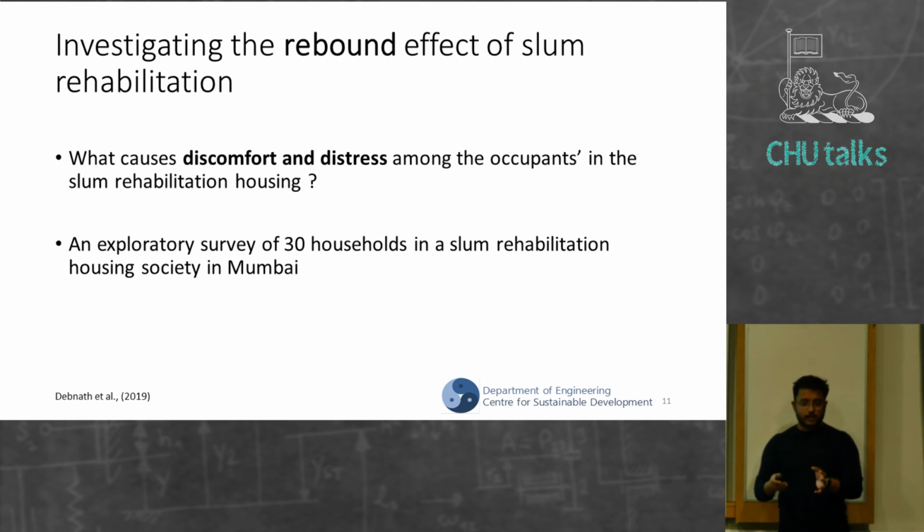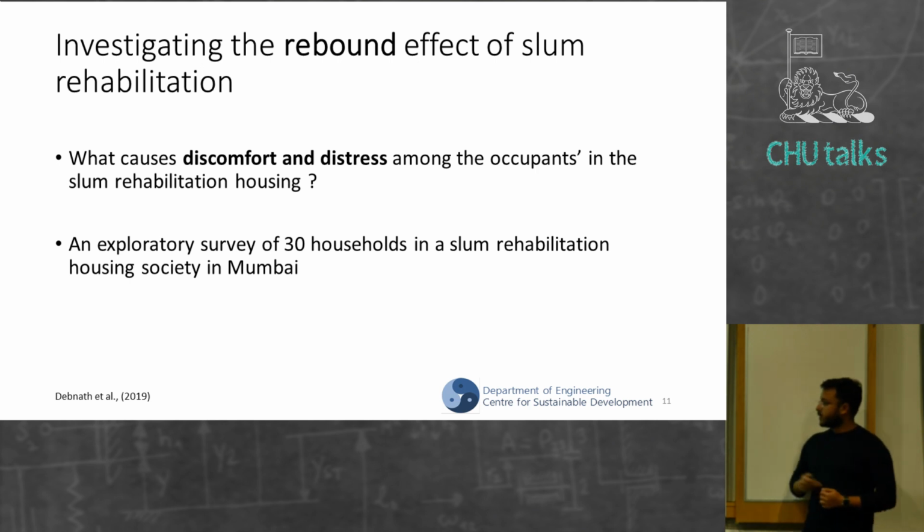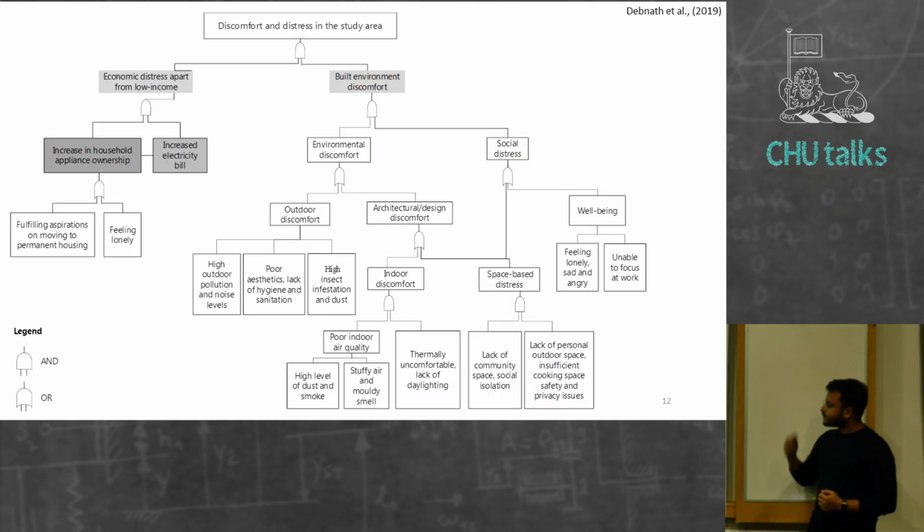We asked them questions from a whole range of subjects, right from the physical, that is the thermal comfort or indoor air quality, which is measurable, to more subjective terms like well-being. That's why it's both discomfort and distress, and we investigated what the causes are through participatory surveys.